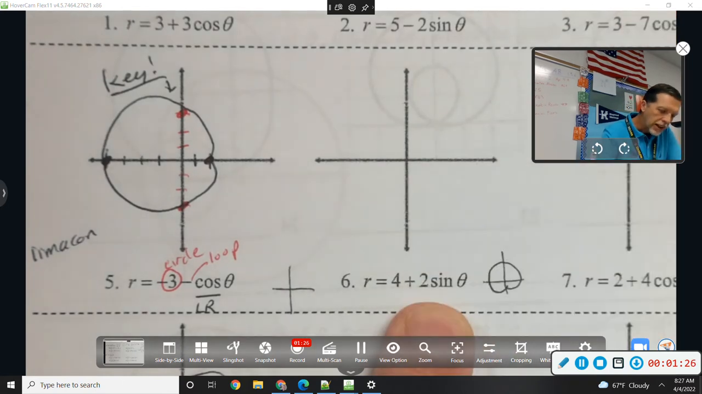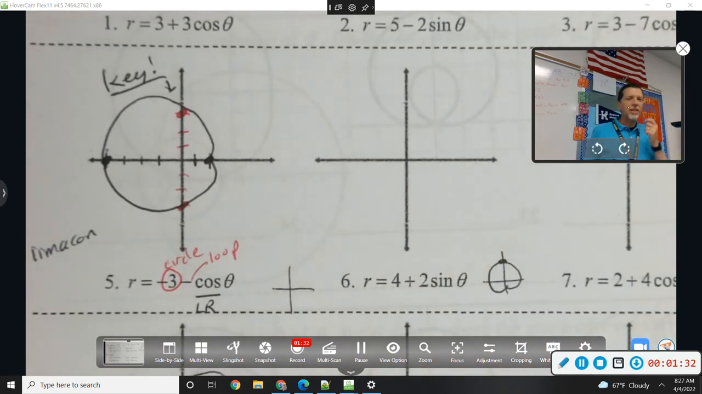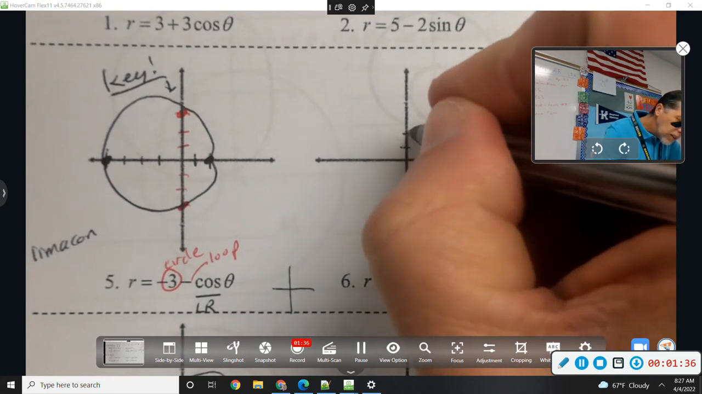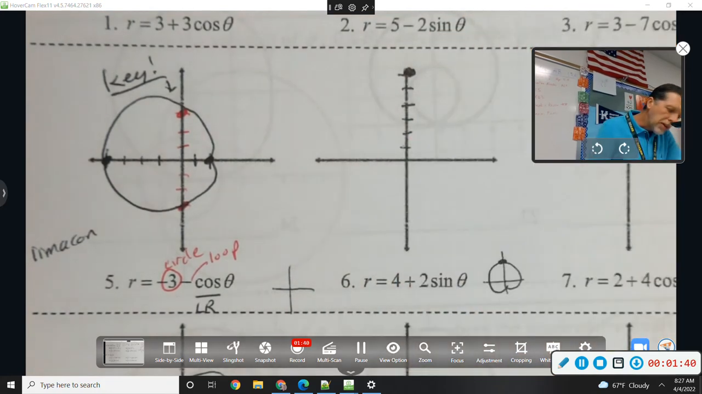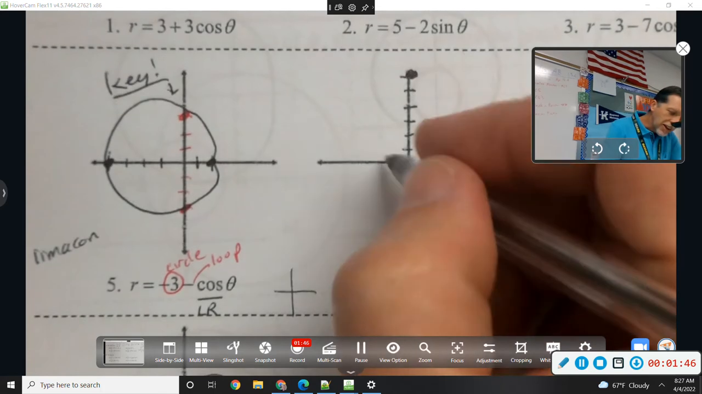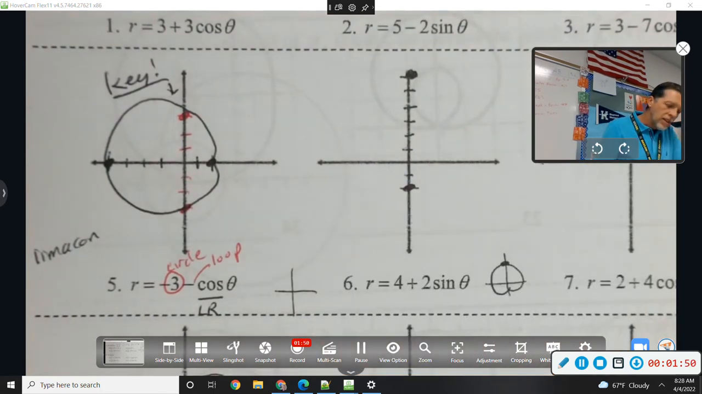How far out will I go? Well, how far is the farthest point going to be? Let me ask it that way. 6. 4 plus 2 is the farthest point. Okay, how about opposite 4 plus 2? 4 minus 2. So that'll be on the other side. We'll go 2. And then how far out on the sides of this thing? 4.